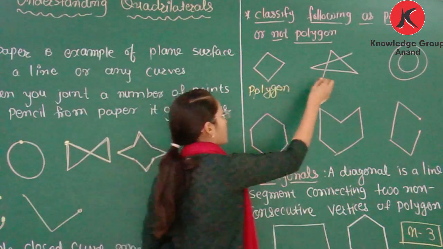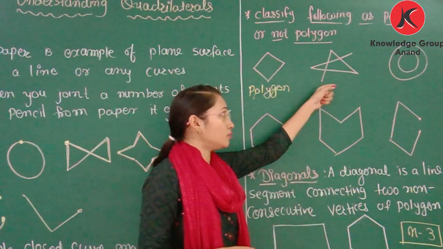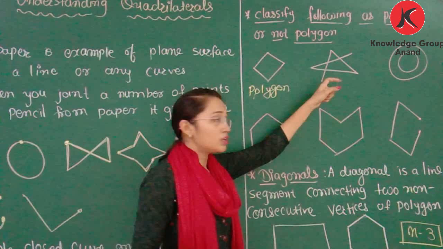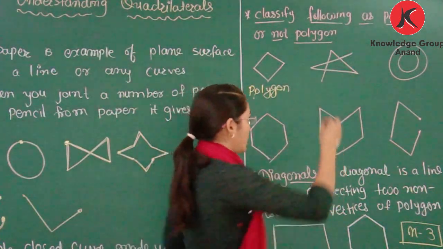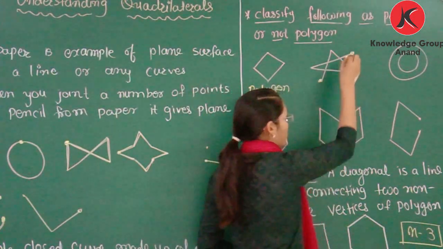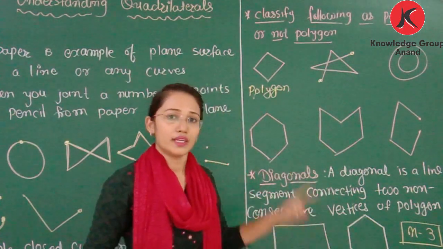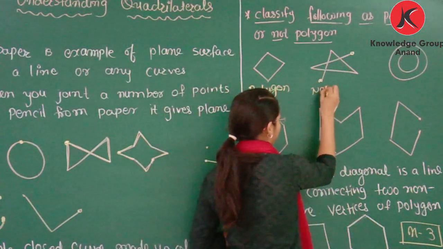Now next, is it a polygon? Is it a closed curve? You can say here is the starting point and here is the ending point. So no, it is not a closed curve. That's why it is not a polygon.